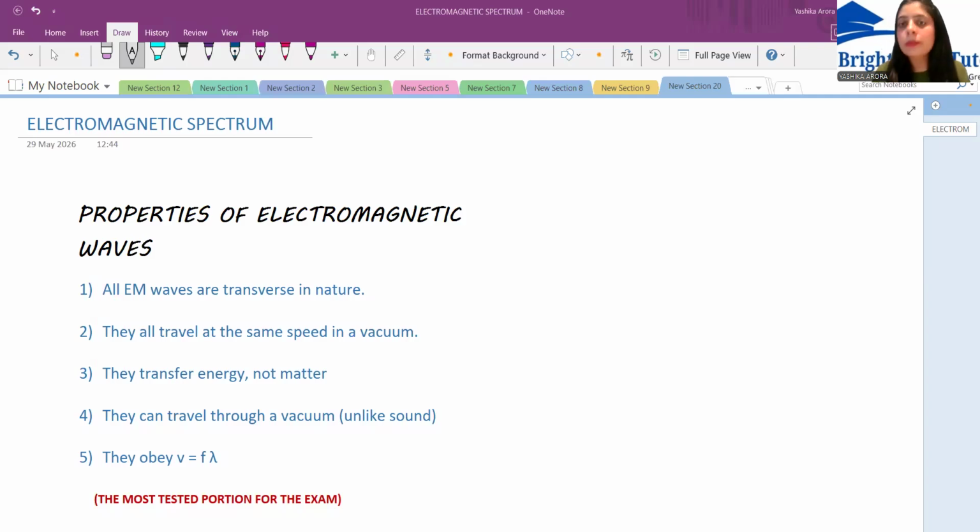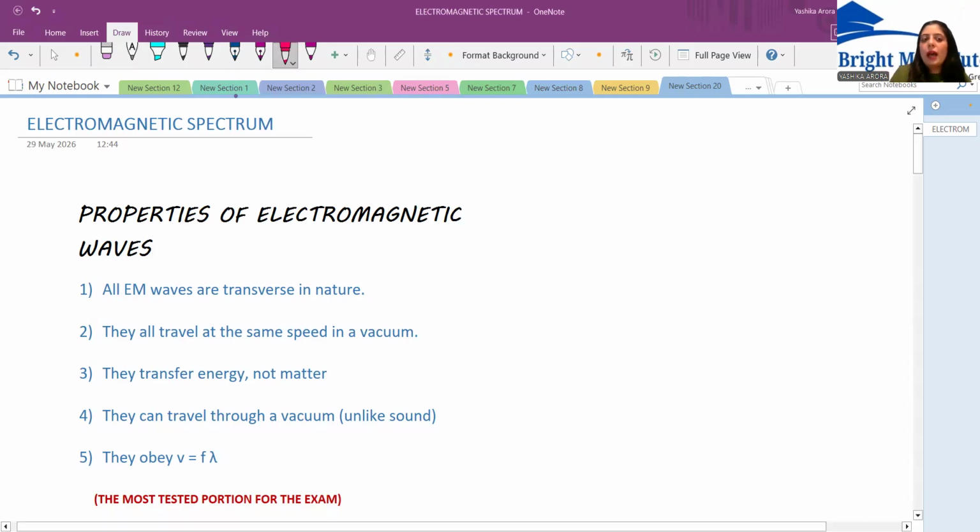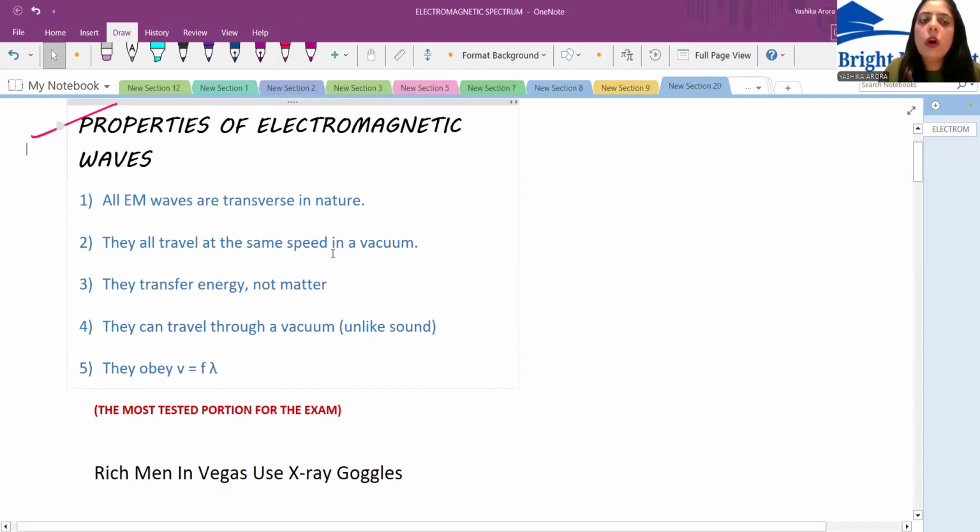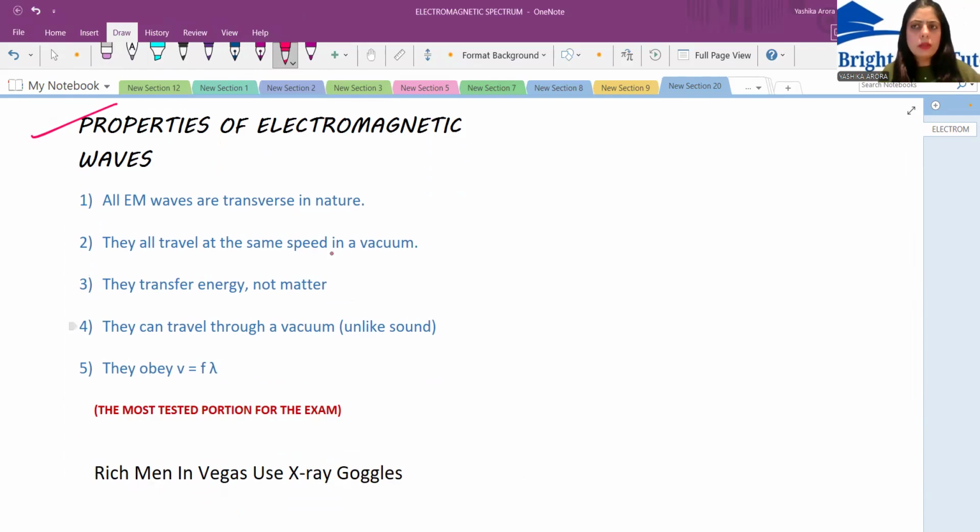Okay, a quick recap of this entire electromagnetic topic. I hope my screen is visible to you. Okay, so first of all, the electromagnetic spectrum. We have certain properties of the waves. Let's talk about them. All electromagnetic waves are transverse in nature.